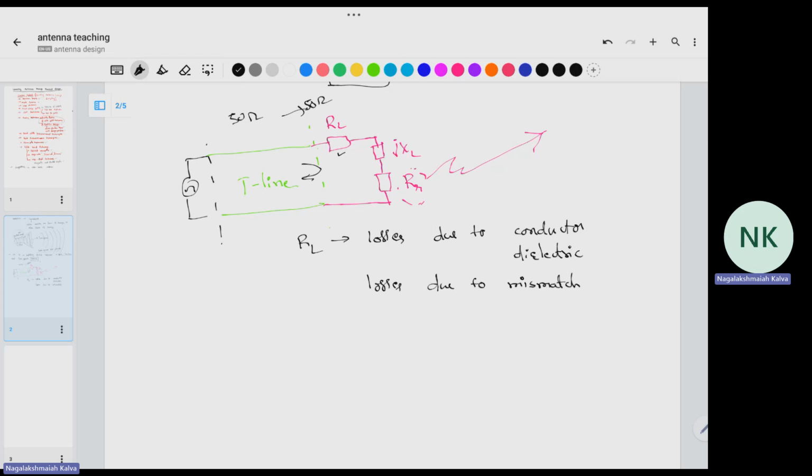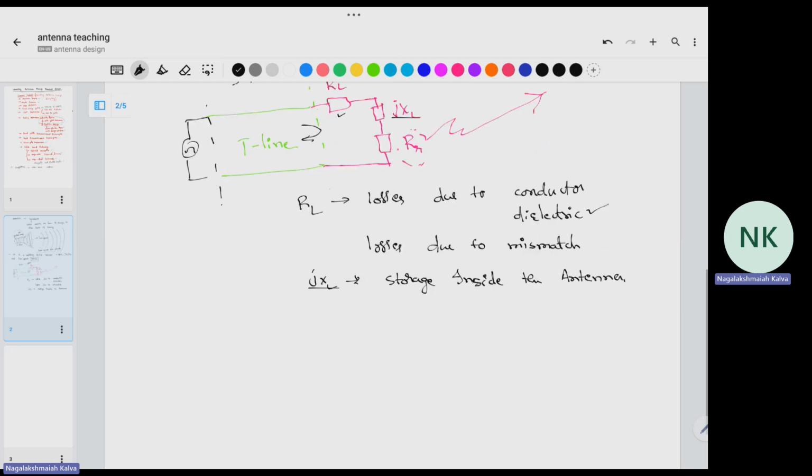losses. And this JXL is a term which is representing storage inside the antenna. It may be due to evanescent modes, or it may be due to the conductor spacing being less. Because of that, it might have some capacitive kind of effect, which is like storing the energy. So those things we have to take into consideration. So for that, we are taking into consideration this JXL term.